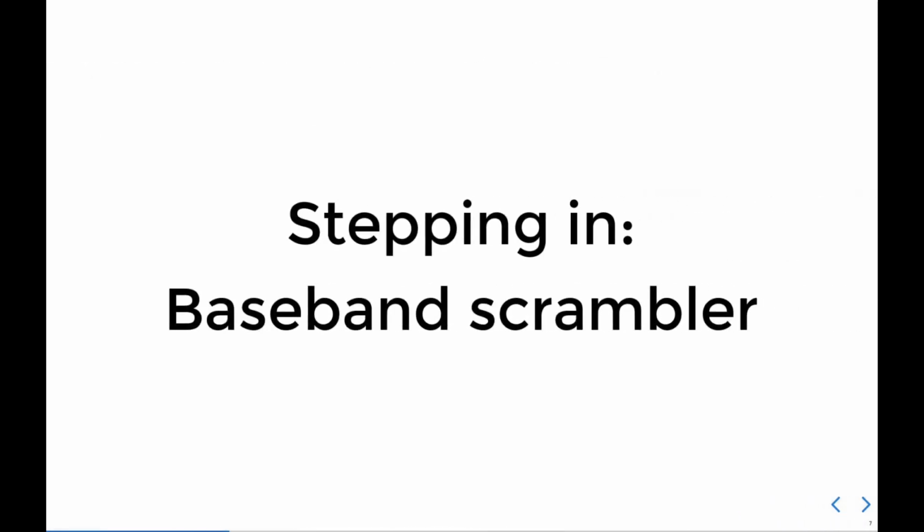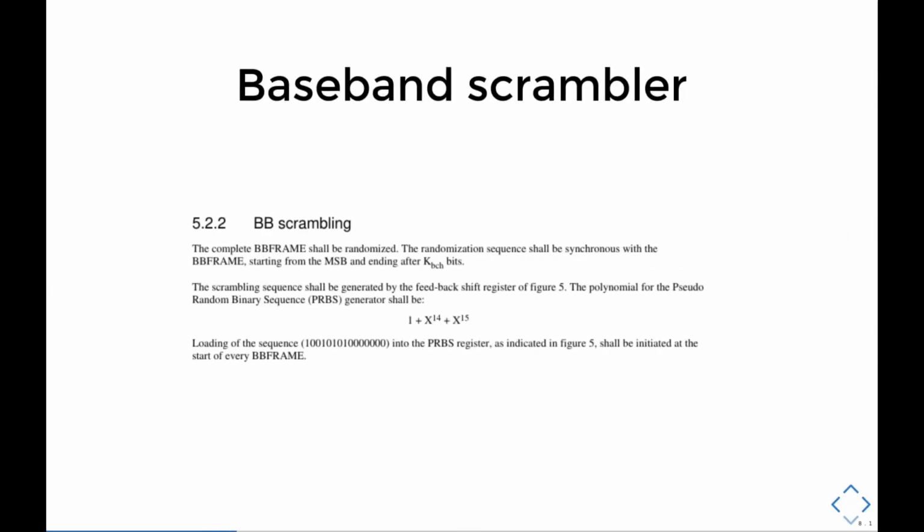This is a great first block to look at because it's very straightforward with few design decisions. This is the text of the specification, and the important bits here are: there is an endian we need to follow, we need a feedback shift register with a certain polynomial, and we need to load this shift register with a certain value whenever a frame starts.